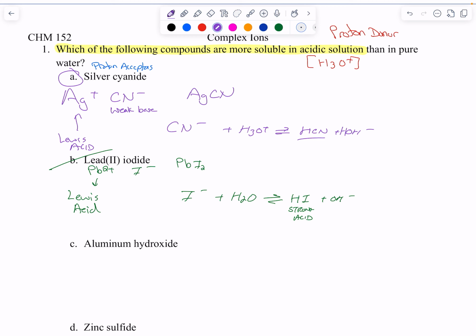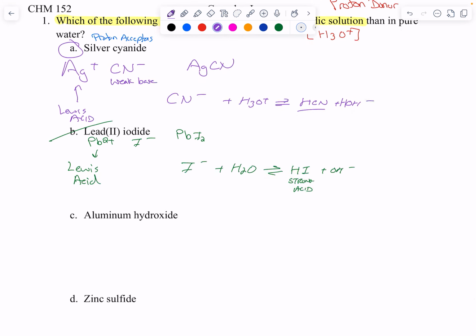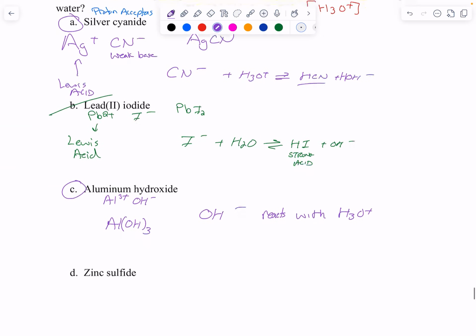C, aluminum hydroxide, Al(OH)3. Well, you have hydroxide, so, of course, that's going to react with an acid. So, of course, that one's going to happen. Which makes sense. So, it's a base.